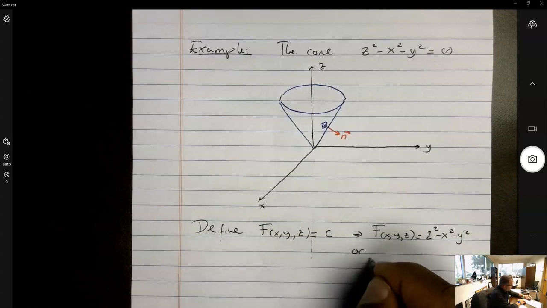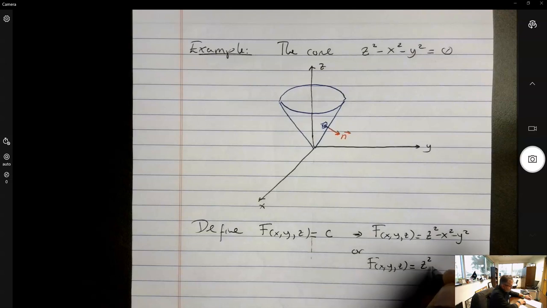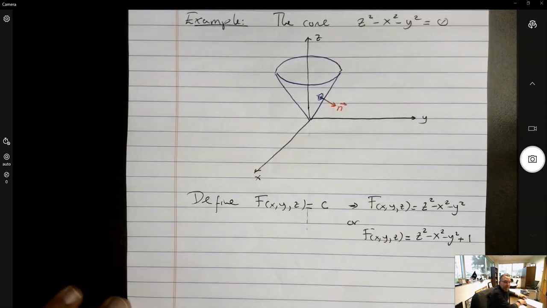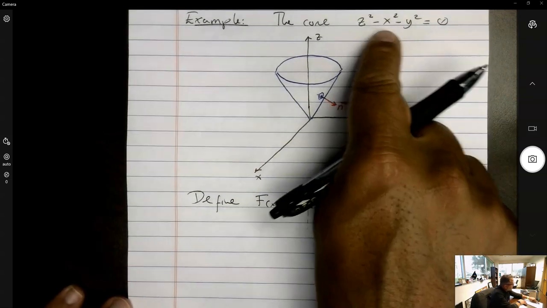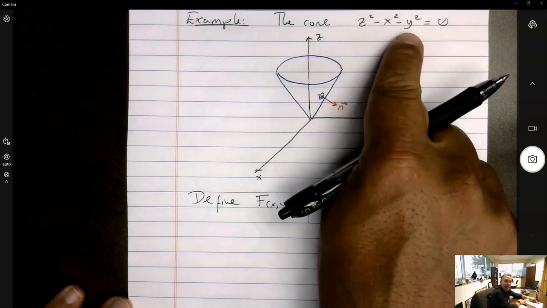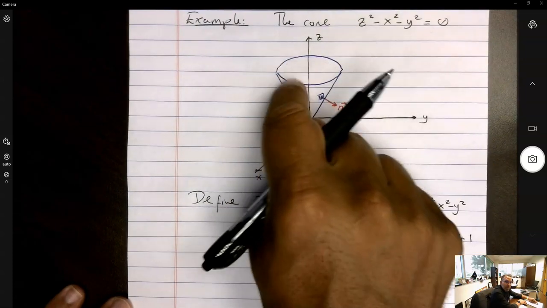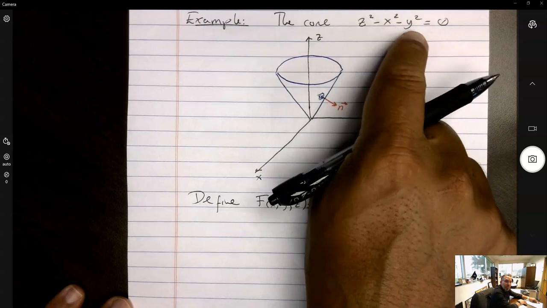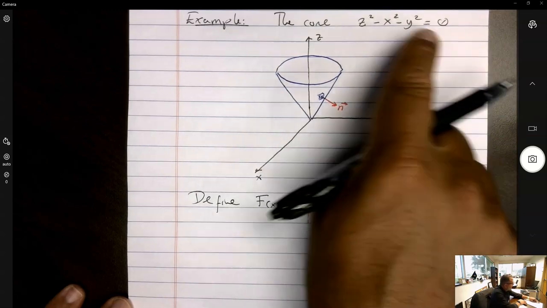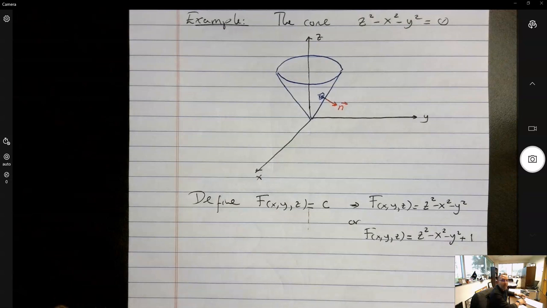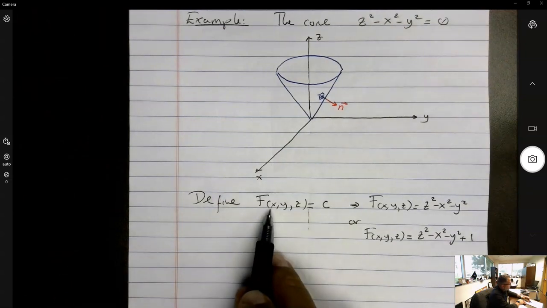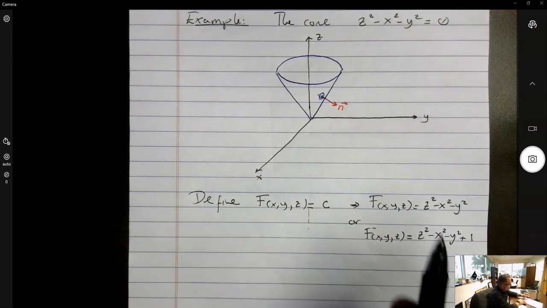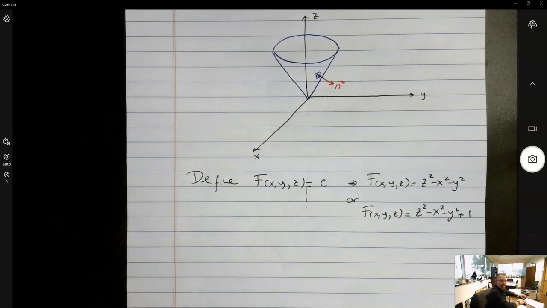So we can say f of x, y, and z is equal to z squared minus x squared minus y squared plus 1. We can also make everything negative. It really doesn't make a difference, right? Because they're still equal to a constant. If the surface of the cone is defined by z squared minus x squared minus y squared equal to 0, anything that equals a constant is actually a valid proposition for a function whose level curve defines the surface.